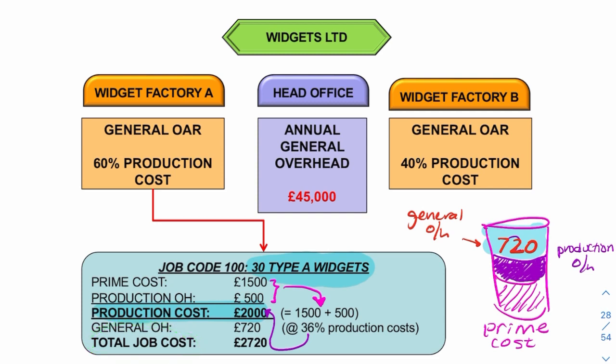That's not the price, that's the cost. That's how much it's cost our company. It's cost this much to make it, plus this much to make the production center function, and this additional 720 just to run the general office. So £1,500 prime cost, £500 in production overheads, and then an additional £720 in general overheads.